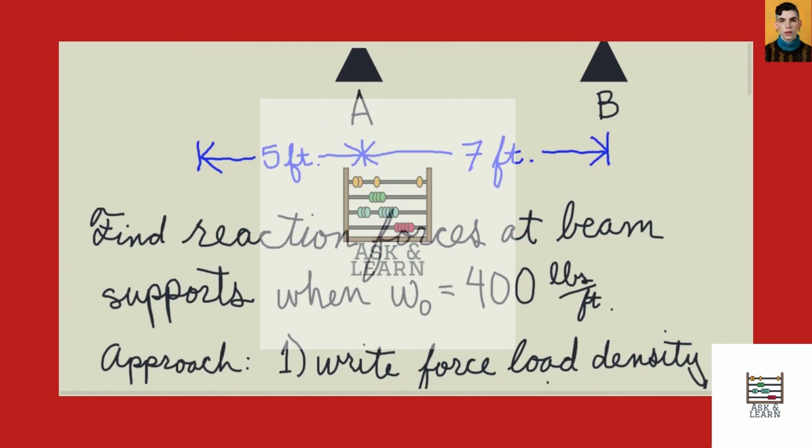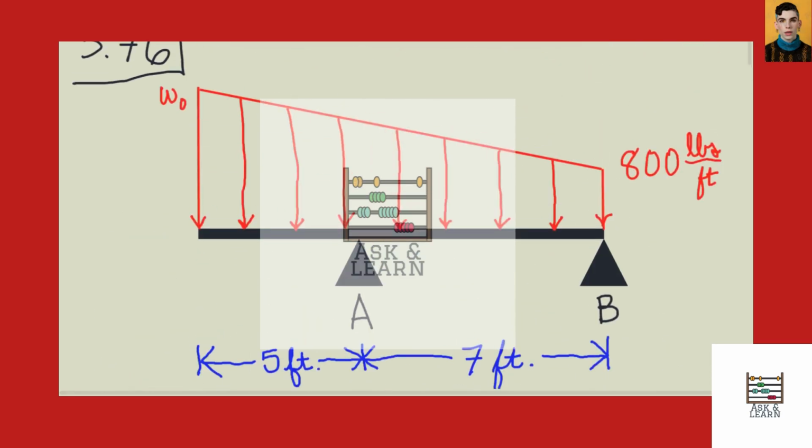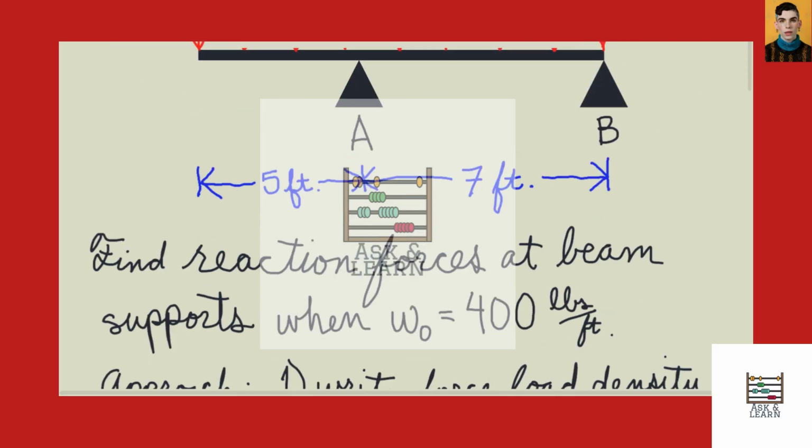Later, this problem also gives us the value for W sub naught, our force density value at the extreme left-hand side of the beam. We're given a value of 400 pounds per foot.